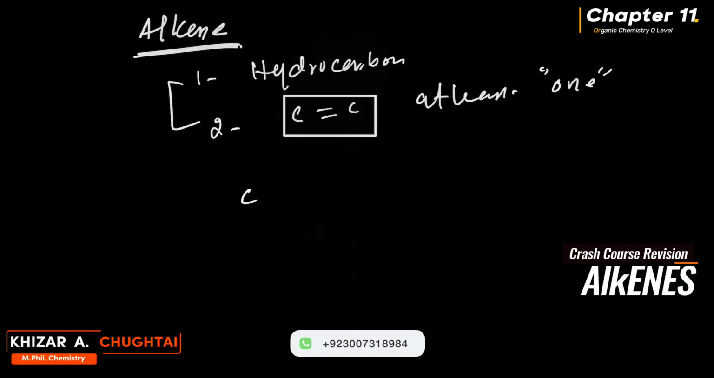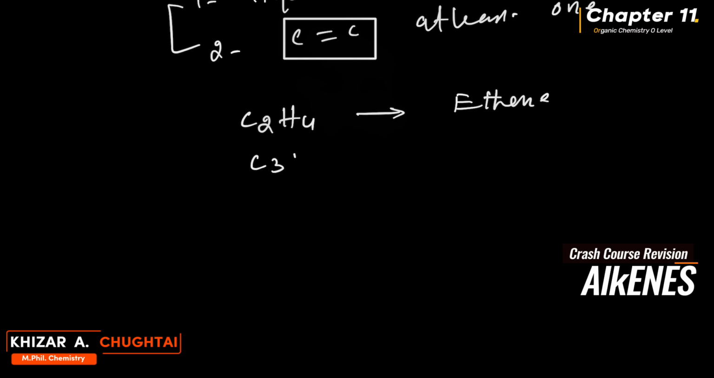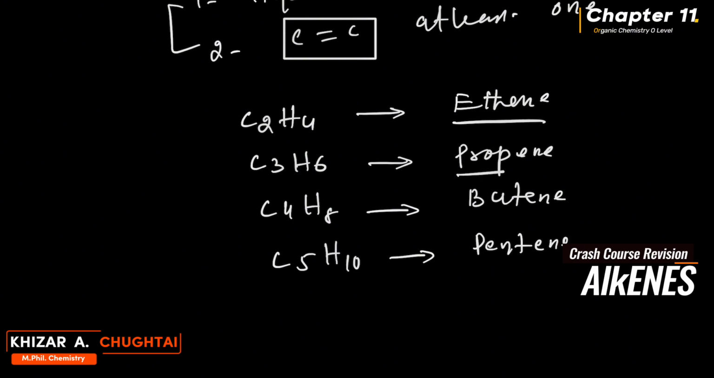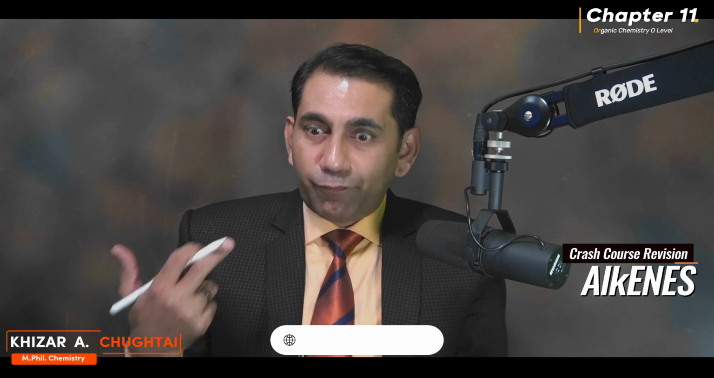For example, the smallest alkene is C2H4 and this is called ethene. The homologous series of alkenes starts from ethene. The first member is ethene. The second member is C3H6, which is propene, and the third member has 4 carbon atoms, C4H8, called butene. The fourth member has 5 carbon atoms and 10 hydrogen atoms, and it is called pentene. So ethene, propene, butene, pentene are the successive members of the homologous series of alkenes. The alkene family starts from ethene, then propene, then butene, then pentene, and so on.